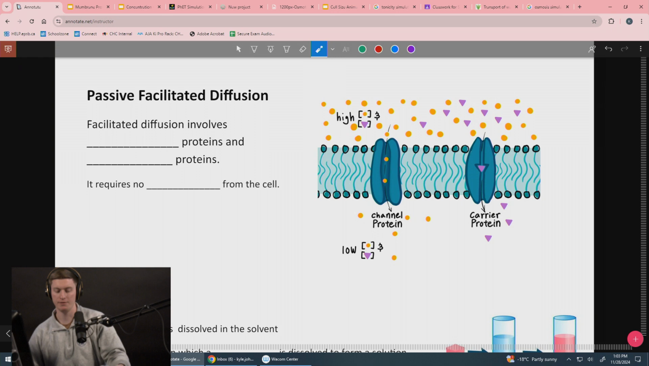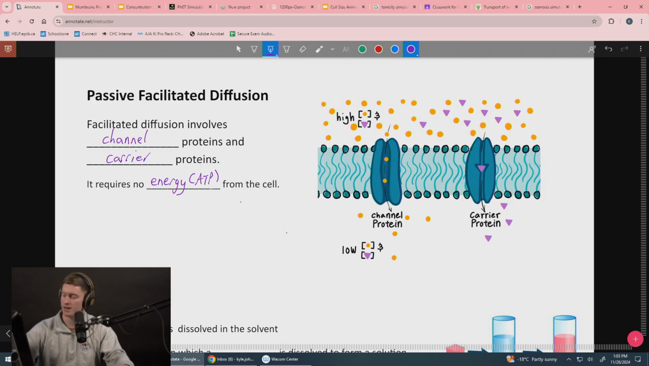Facilitated diffusion involves channel proteins and carrier proteins. You need to have channel proteins and carrier proteins. And it requires no energy input, which, remember, is our ATP from the cell. All it's doing is allowing a pathway for particles to diffuse across the cell.